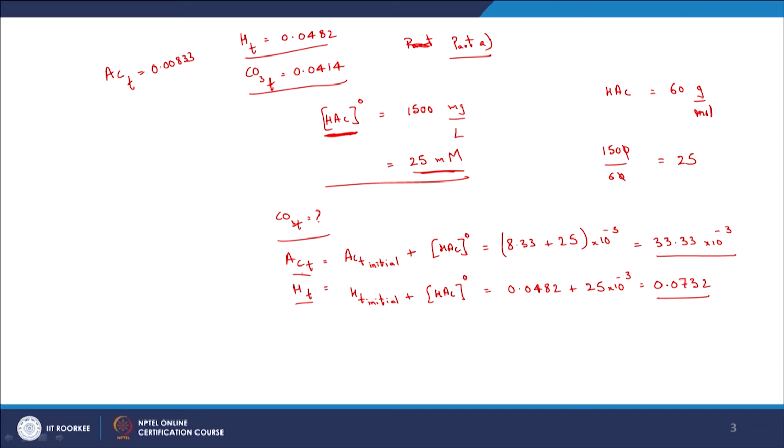So, now we have our new conditions. What are they? We have CO3 total, which is still the same as earlier, because addition of HAc will not affect CO3, you are not putting in any source of CO3. So, that is going to be equal to 0.0414, right. So, I have CO3 total, I have acetate total, and I have H total. So, plugging this in, what can I calculate? I can calculate now the pH, right. Again, if you look at it holistically, you are producing acetic acid, which is equivalent to adding more acetic acid to your initial solution. So, thus we included the effects of this addition of 25 millimolar acetic acid on our total components.